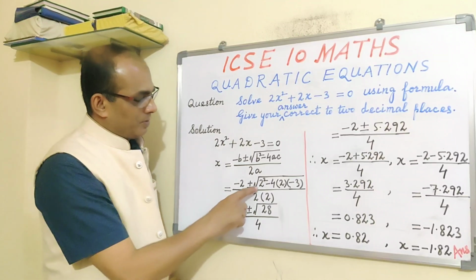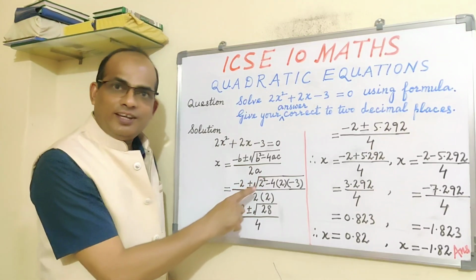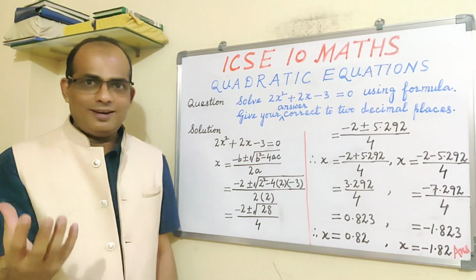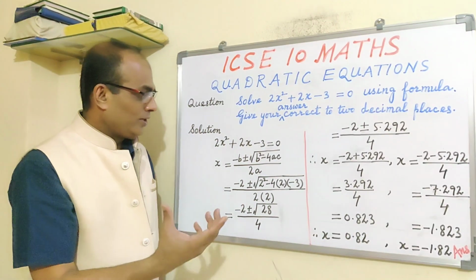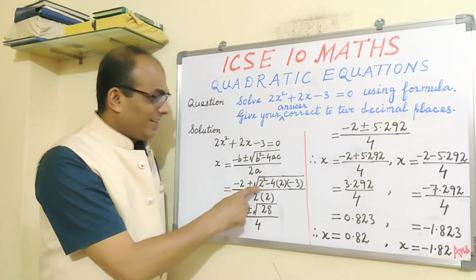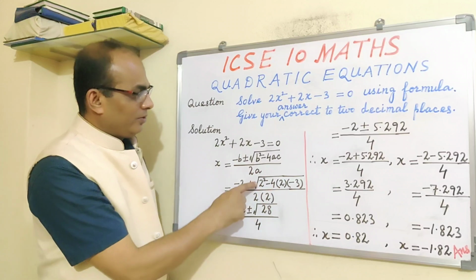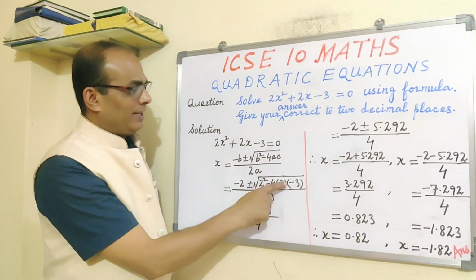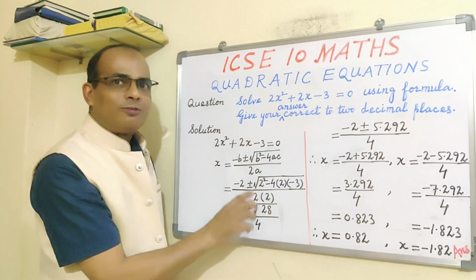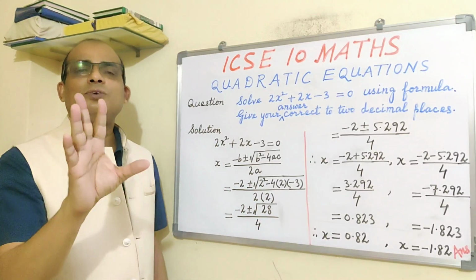Like, 2 square is very easy. Some of the students are brilliant, intelligent. So what they do, 2 square they don't write down here. Directly they write 4, and everything is very easy. So 2 square is 4, and 4 2s are 8, 3s are 24. 24 plus 4 is 28. So directly they are writing 28. Please don't do that. Please don't do that.